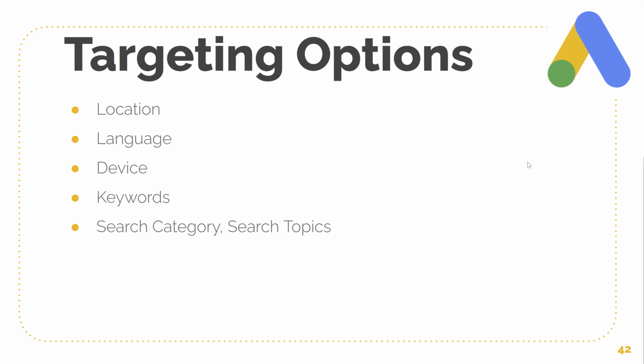You can target by device. This is also very important for Google Ads, and it depends on your website. Keywords. That's a super important part and basic part in Google Ads. You need to do your research. It's not just one or two keywords, it's a lot of them.